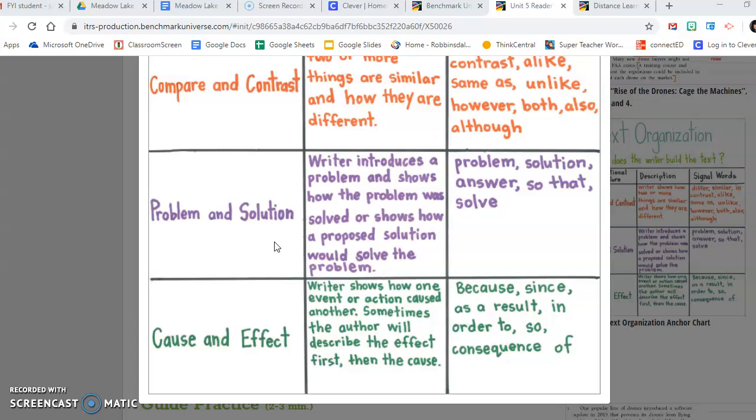So today we'll explore the problem and solution text structure, and we'll think about why an author focuses on problems and solutions within an argumentative text when they're trying to persuade us of something, and how that problem and solution might strengthen the author's claim.